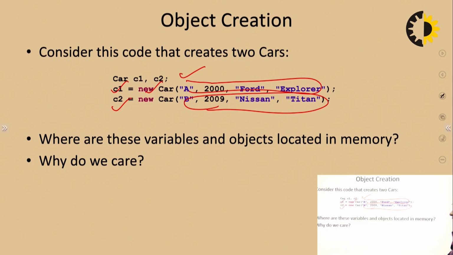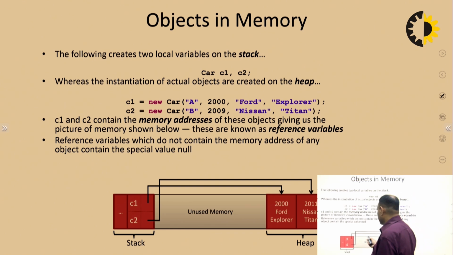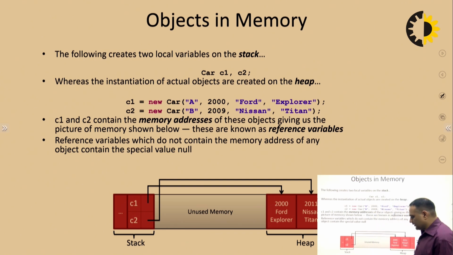Here, where are these variables and objects located in memory? Why do we care? We are discussing objects in memory. The following creates two local variables on the stack, C1 and C2. You can see that stack and heap are the two regions in memory. You already know that all the different processes have a specific region of main memory.